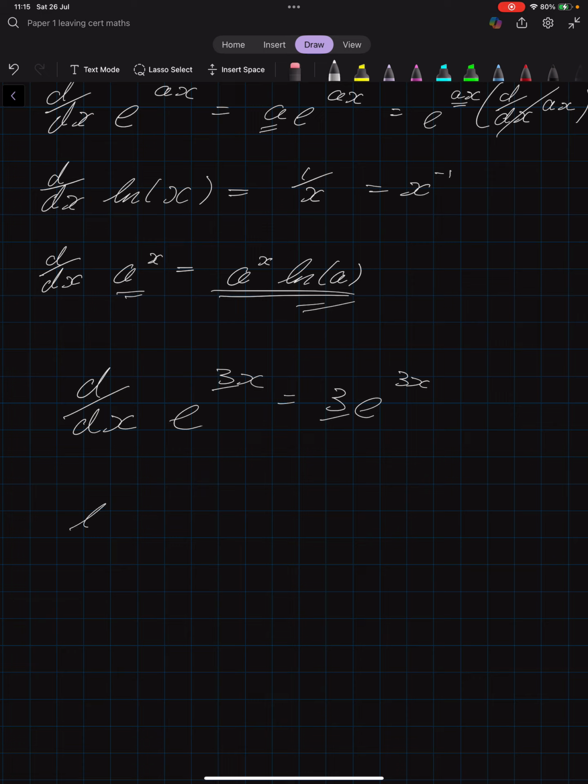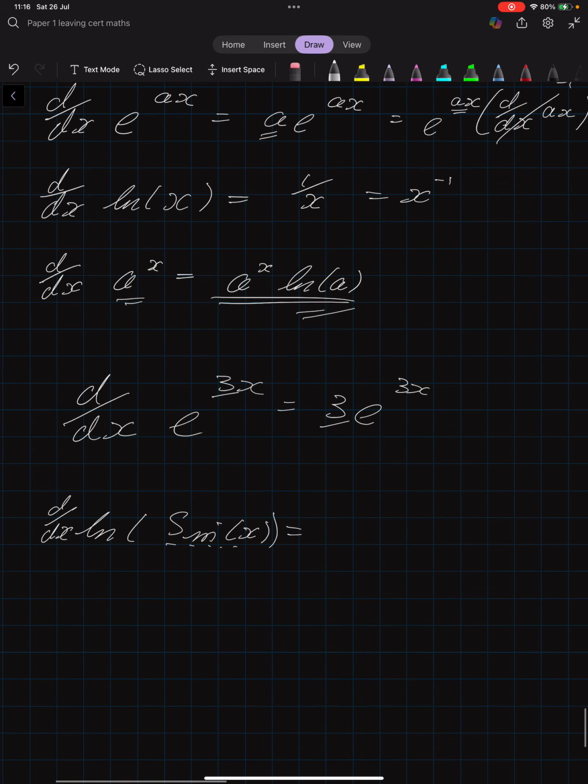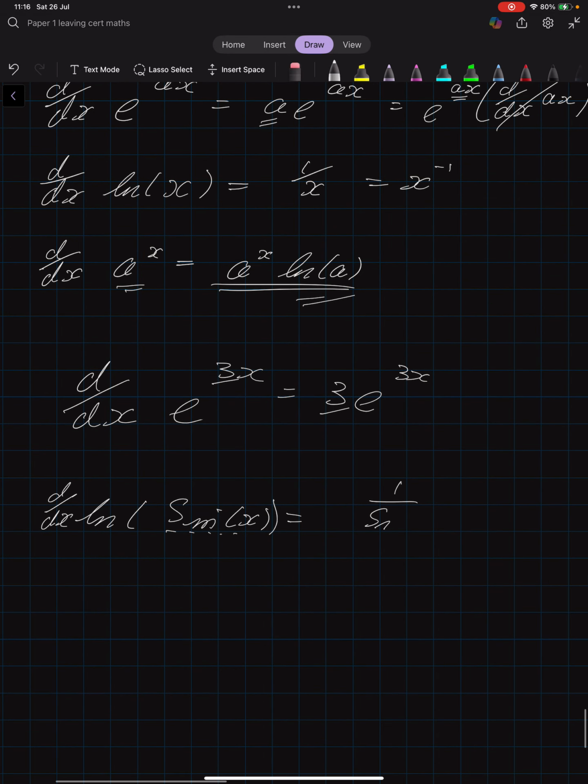If I have natural log, ln of, say, sine x, and I want to differentiate this, again, if I just pretended this thing was x and got the natural log of x, what happens? It just goes 1 over that thing. So it's just 1 over sine x, multiplied by the derivative of sine x, which is cos x. So that's it. Nothing more.